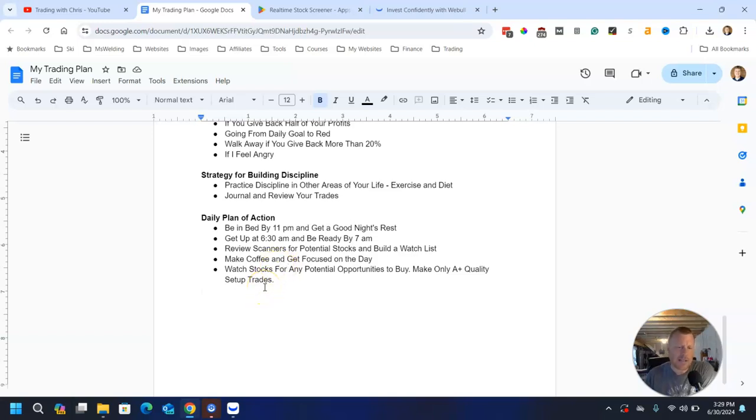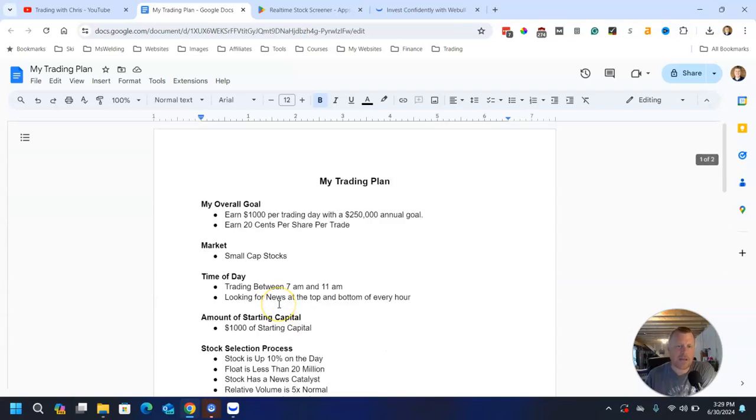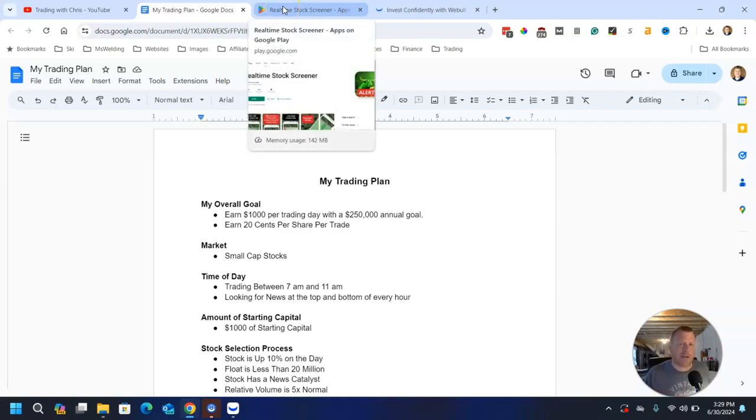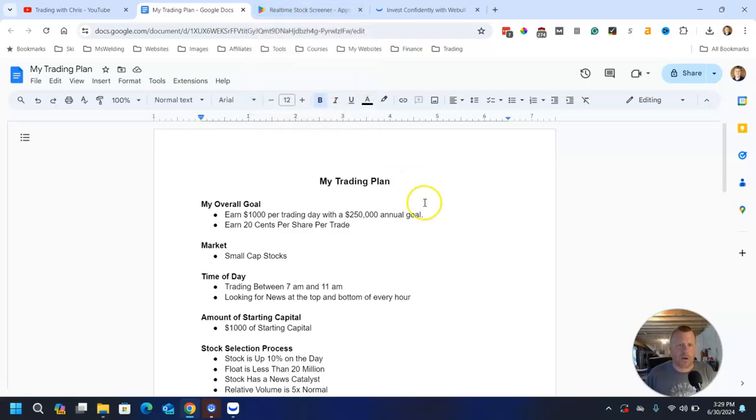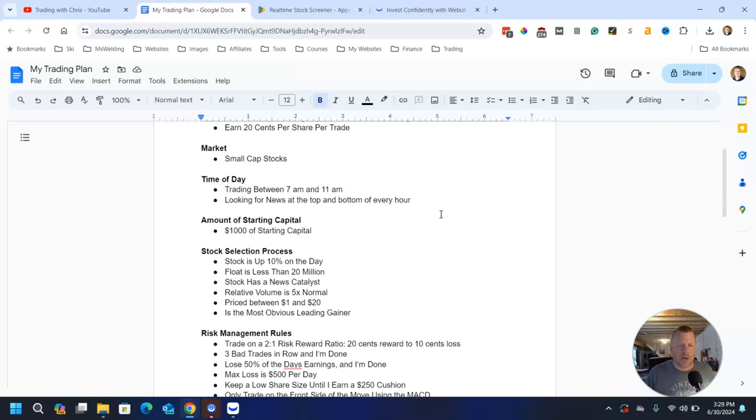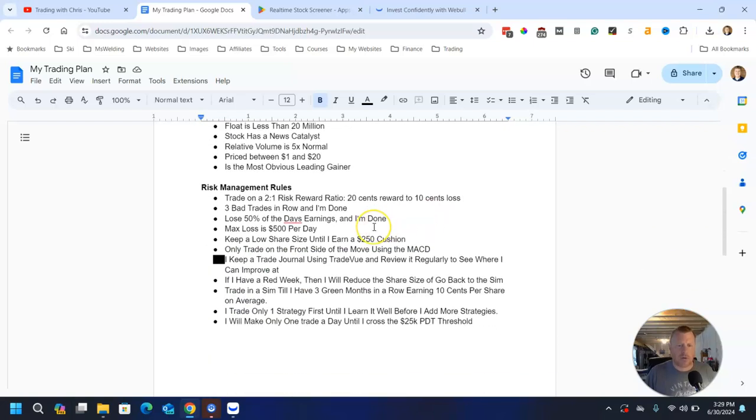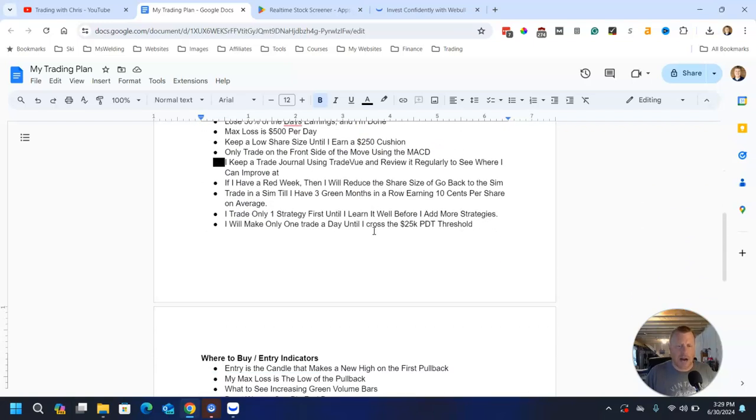So overall, that is my trading plan. This is everything. You can look at mine, model it after yours. Don't take what I have here and just use it blindly. Build your own based on your setup, your trading, what you're doing, what works for you. Build it based on those things. Don't try to copy what I'm doing.